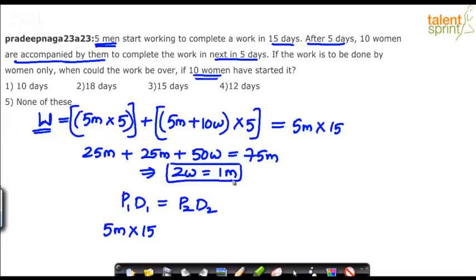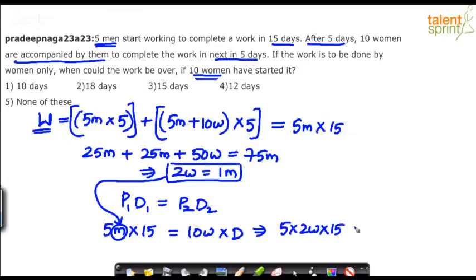Now, instead of 1 man, can I substitute two women here? You're getting it? Let us take it this way. 5 men can do it in 50 days. P2. What is P2? 10 women. 10 women will do it in how many days? Let's say D. D has to be calculated. But the point is, instead of M, we will substitute 2W here. So what does the equation look like? 5 into 2W into 15 equals to 10W.